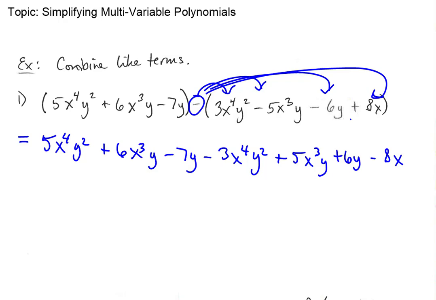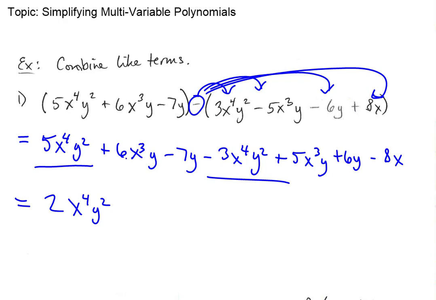So look for matching. Remember, like terms have the same powers of the same variables. So if you look at the first term, which is a 5x to the fourth y squared, we'd be looking for another x to the fourth y squared to combine with it. It turns out there is one more down the line. It's the negative 3x to the fourth y squared, but that's the only other one. So to combine these terms, we'll simply add their coefficients. 5 minus 3 would be a 2. So we'll say 2x to the fourth y squared, and move on.